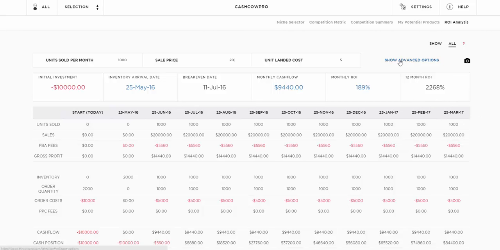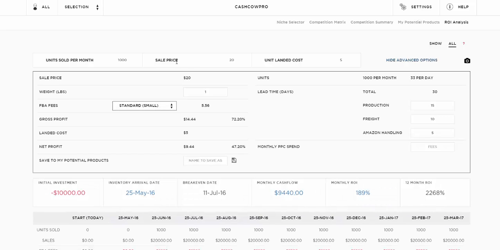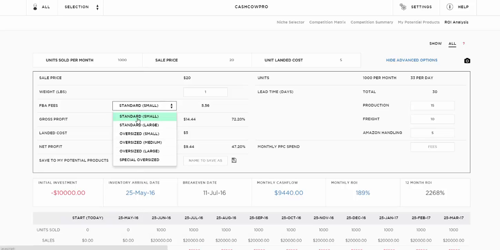Okay, next is the advanced options. So here we have a sales price, which you set here of 20. You can change the weight. We instantly assume it's £1, but you can change this to whatever it needs to be. The FBA fees, you can set the Amazon size, and you can look this up. If you go to the product that you're considering, a niche you're considering on Amazon, you can then look at the top 5 products in that niche and see whether they're considered oversized or standard. I would recommend you go with standard products.